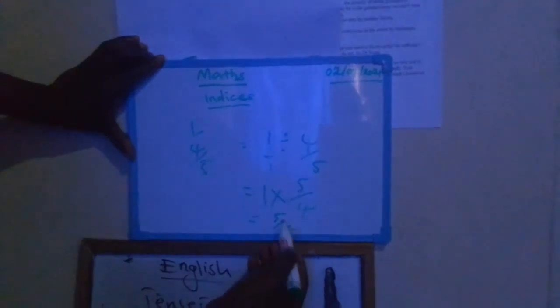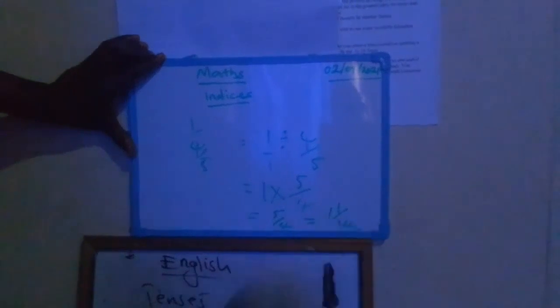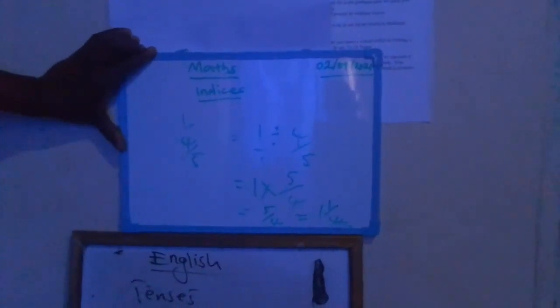Then 4 into 5 gives us one whole number and 1 over 4. It means that you have evaluated the expression.